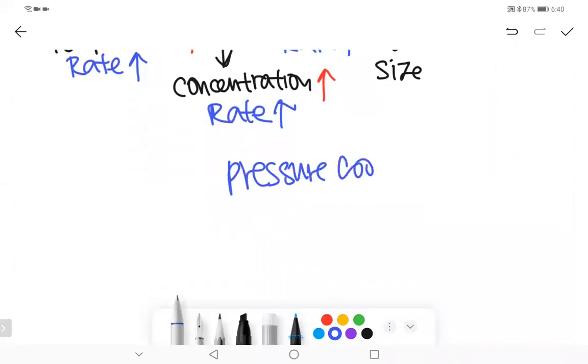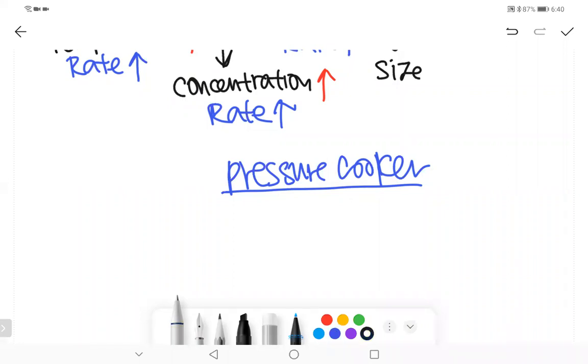So pressure cooker is a very special device. It's a very special cooker that allows us to cook at high pressure. Okay, so I believe most of you have heard about pressure cooker before, but what's so special about it? Pressure cooker can really shorten the time of cooking by a lot.